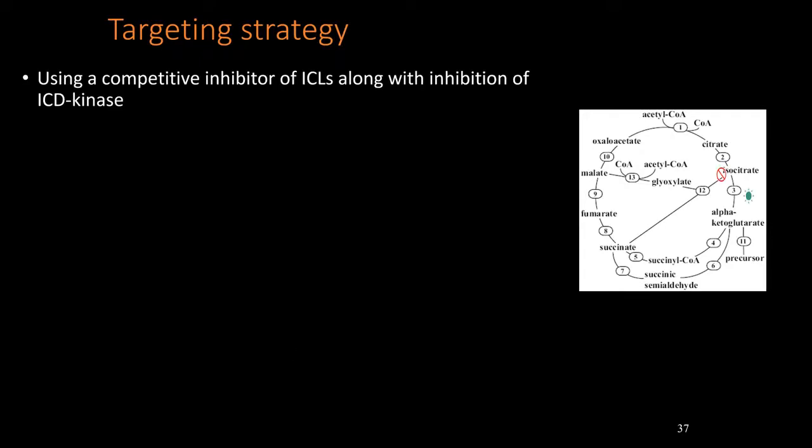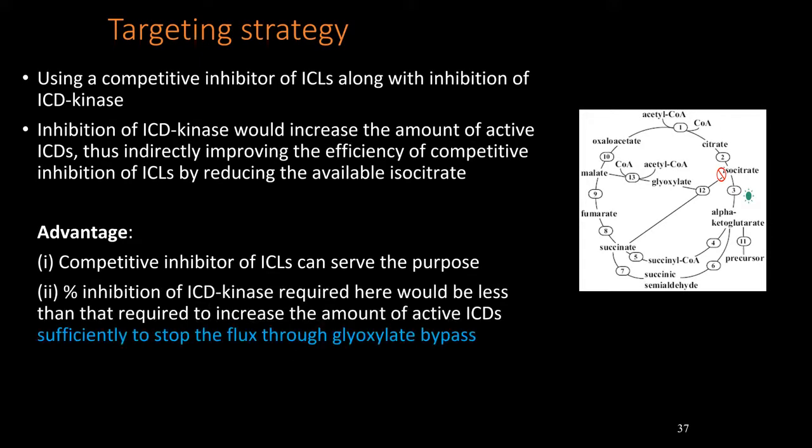So this was the final strategy, as I already said, and there are advantages. We can have a competitive inhibitor of ICL. This is what is suggested, and we can have ICD kinase active with the competitive inhibitors for isocitrate. Both of them: kinase should be inhibited, as well as the competitive inhibitor of ICL. This has been designed.